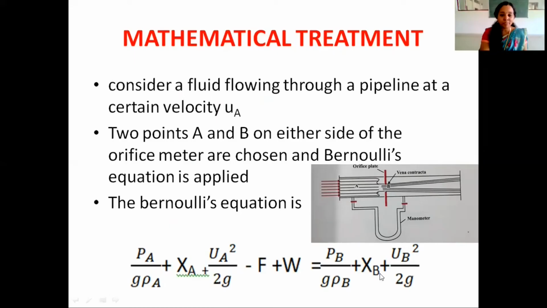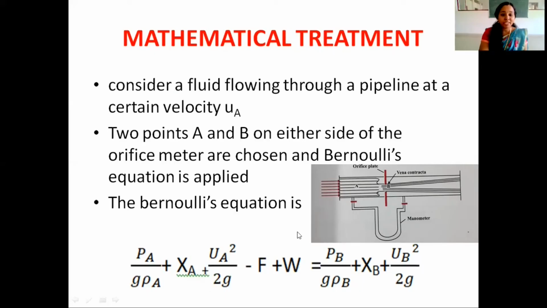The 2x terms will be eliminated. There is no frictional loss, so this term is also eliminated from our equation. We are not using a pump in the case of orifice meter. We are not using a pump for transporting liquid from one region to another. So the energy added by the pump, that is W, is also eliminated from our equation. The liquid that is passing through the orifice meter is the same, so rho A equal to rho B, we can term it as rho.